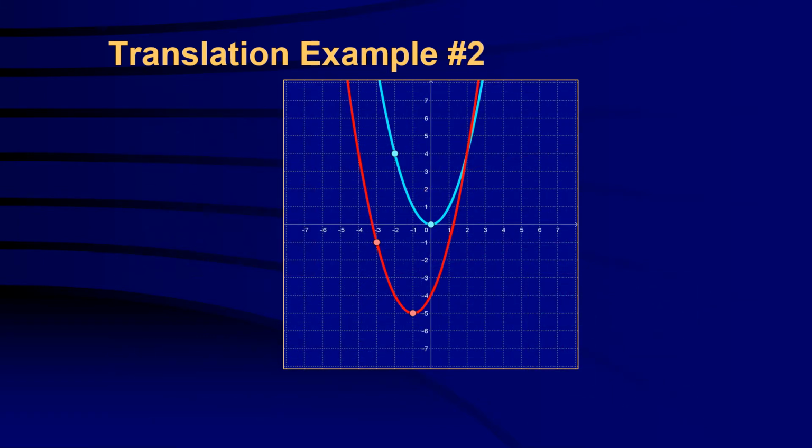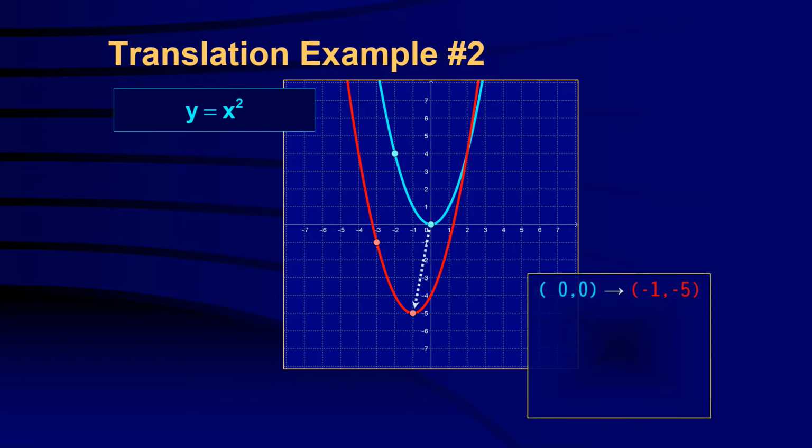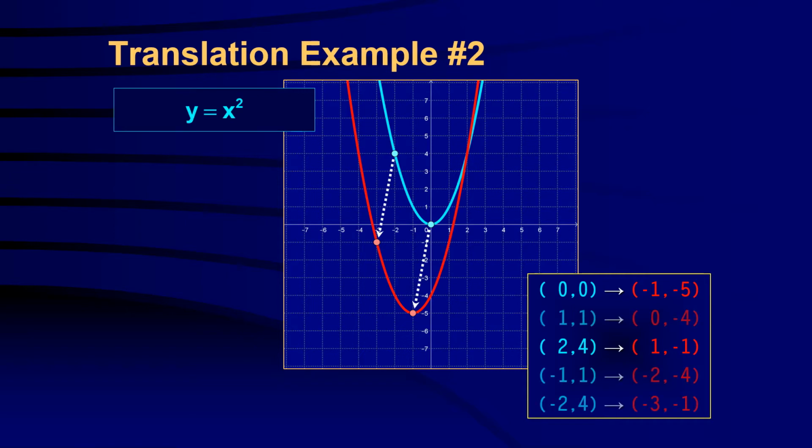Our second example will be of the quadratic parent function. We'll be able to take its vertex at (0, 0) and map it to (-1, -5). We will also be able to take (2, 4) and map it to (1, -1). And if we had the points (1, 1), (-1, 1), and (-2, 4) on the original parent function, they would be mapped to the images (0, -4), (-2, -4), and (-3, -1), respectively.